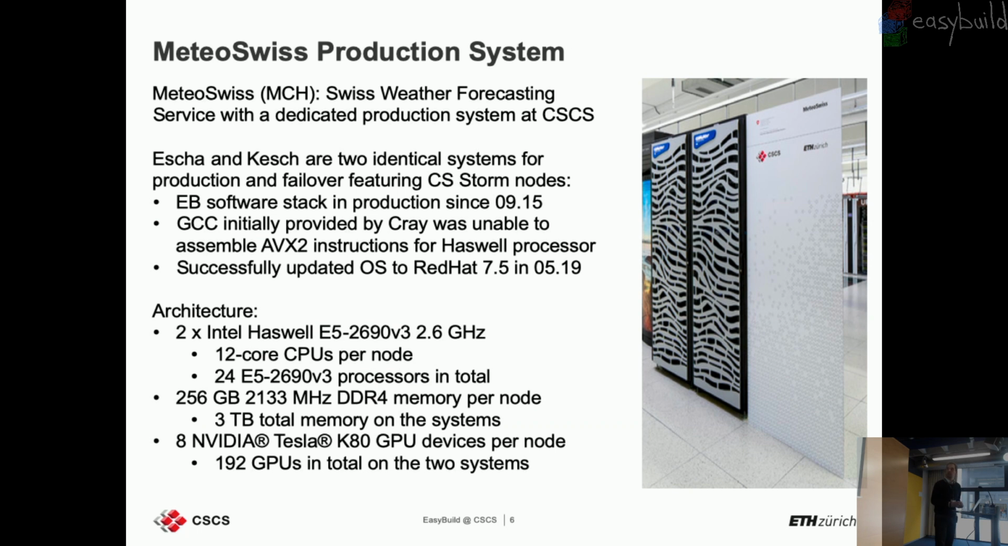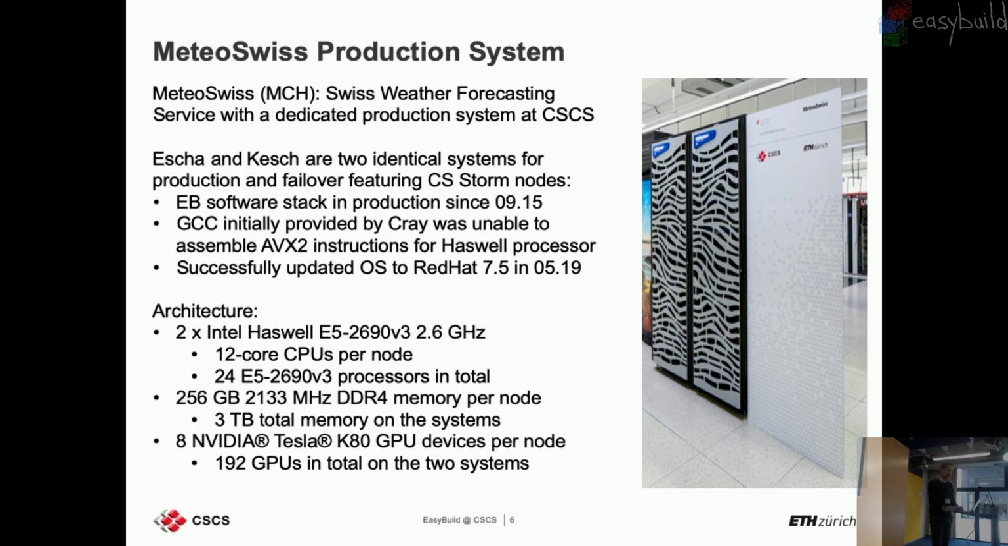So the MeteoSwiss production system is a dedicated production system for the forecasting service. Escha and Kesch, the two systems that I already mentioned, are two identical systems with CS Storm nodes, used one for production and one as a failover. As you see in the timeline, the software stack has been in production with EasyBuild since September 2015. There were some issues initially, like GCC not providing the correct optimizations for the Haswell processor, which had to be fixed. More recently, we have also successfully updated the operating system to Red Hat 7.5 in May last year.